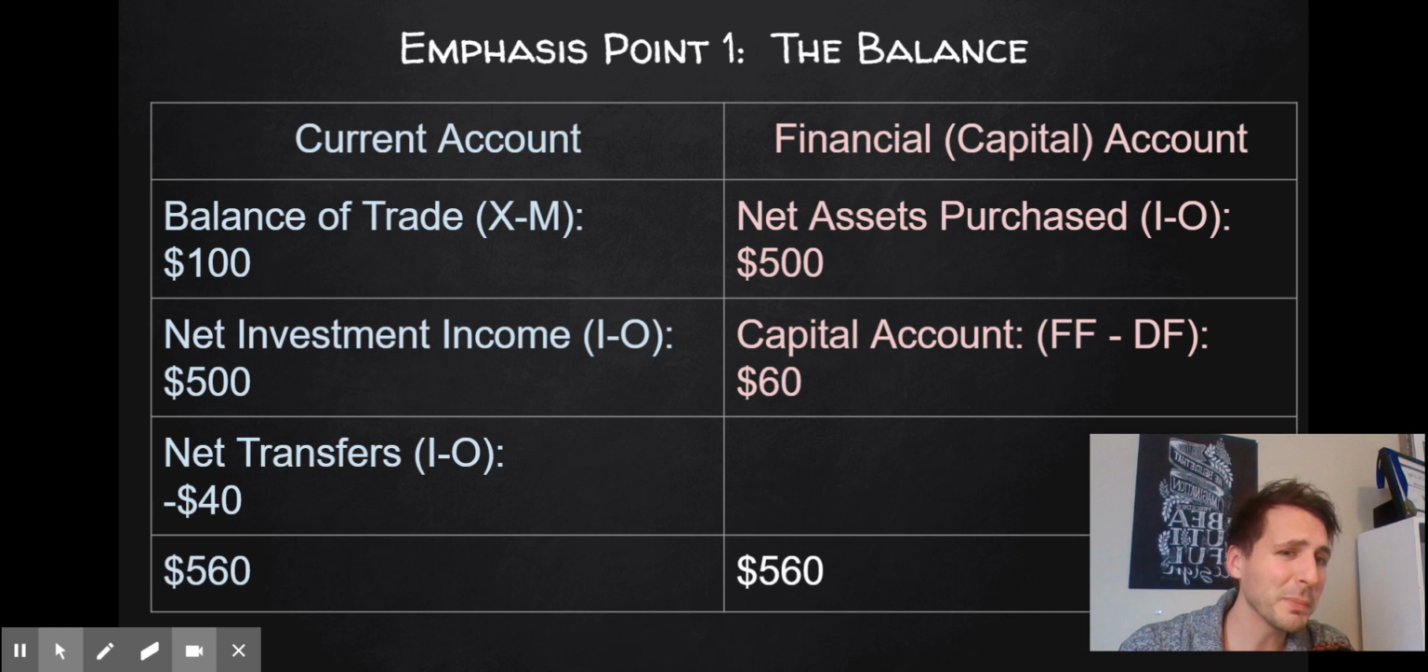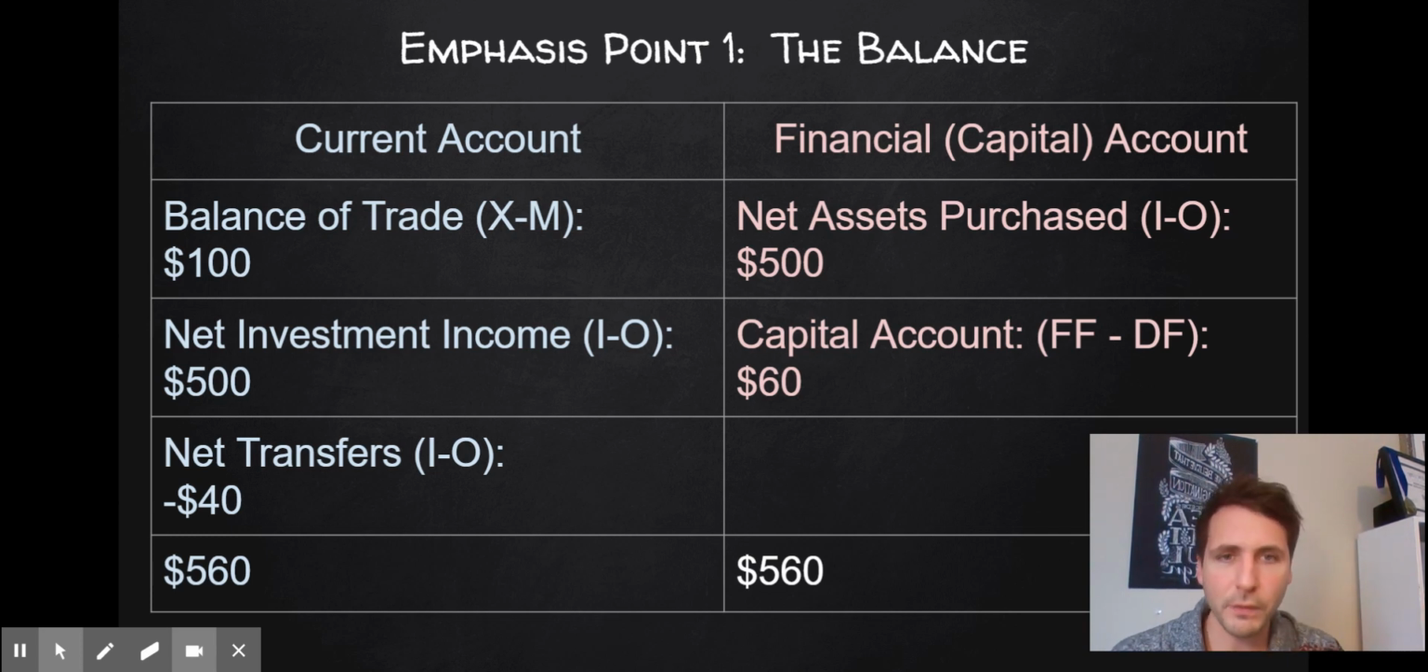Financial account used to be known as the capital account. In fact, on College Board, they always say the financial, previously referred to as the capital account every single time. Weird. But the financial account looks at net assets purchased. So remember, on the current account, it's when I make income off of something. On the financial account, it's when I bought the something that will make me income in the future.